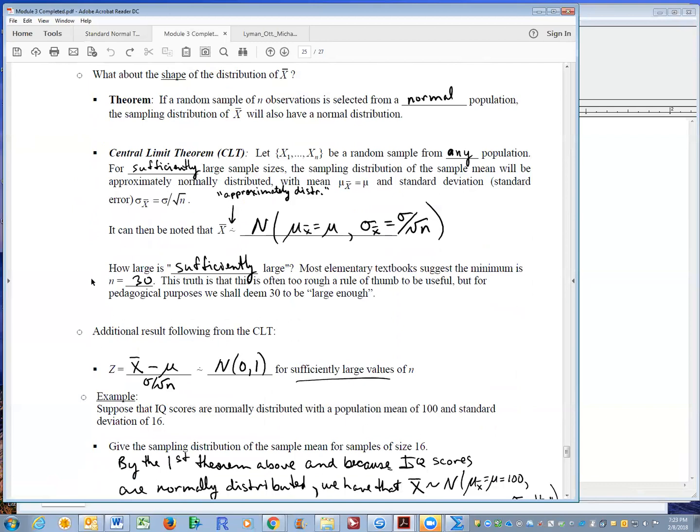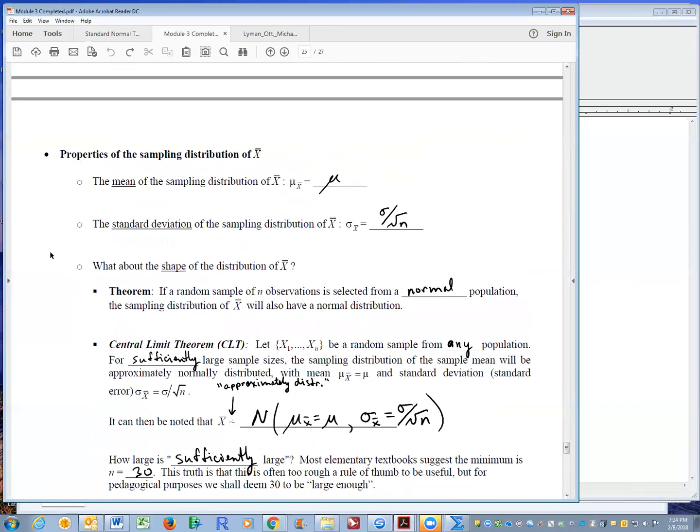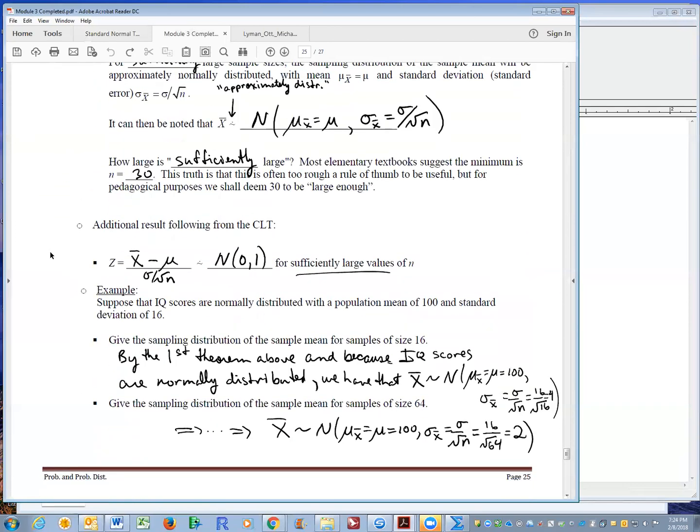So this is going to play an important role for us in setting the basis to do statistical inference in Module 4, in particular when we are trying to do inference on a population mean. But it kind of fits into Module 3 because it deals with the distribution of X bar, which is normal or approximately normal. Anyway, page 25, questions with page 25.